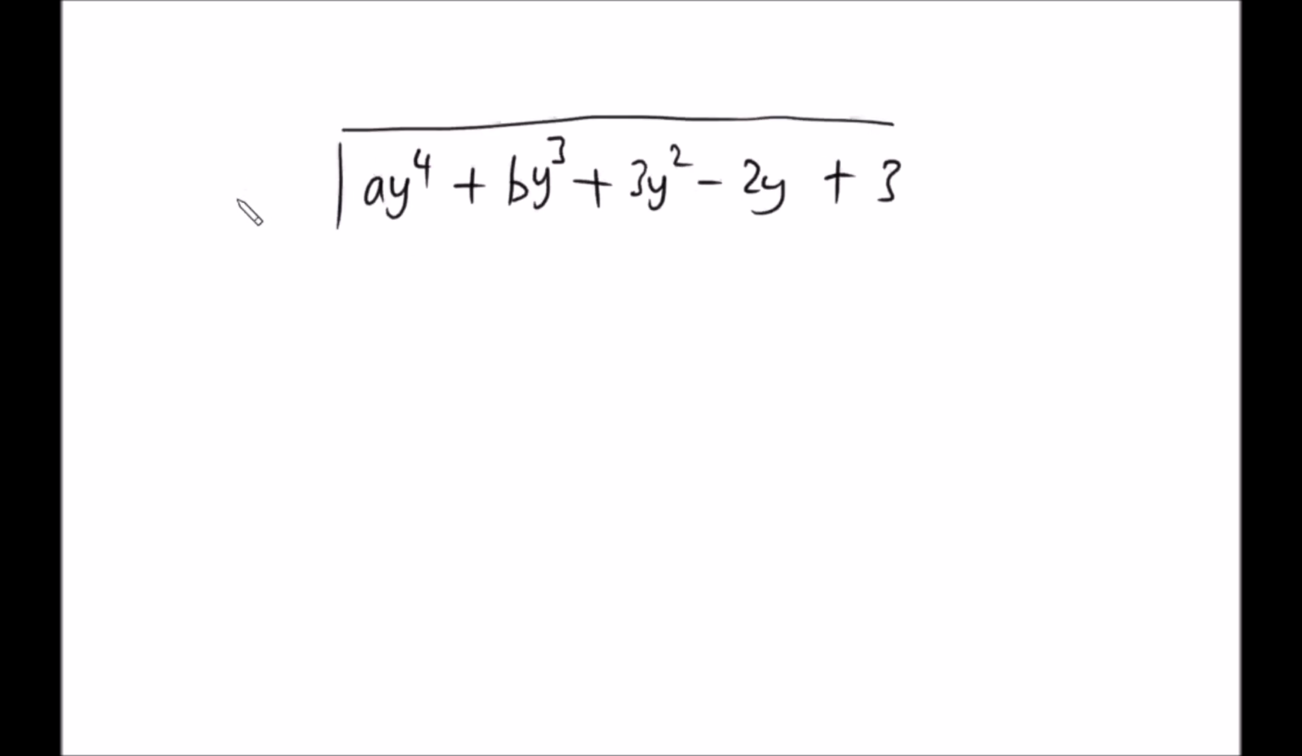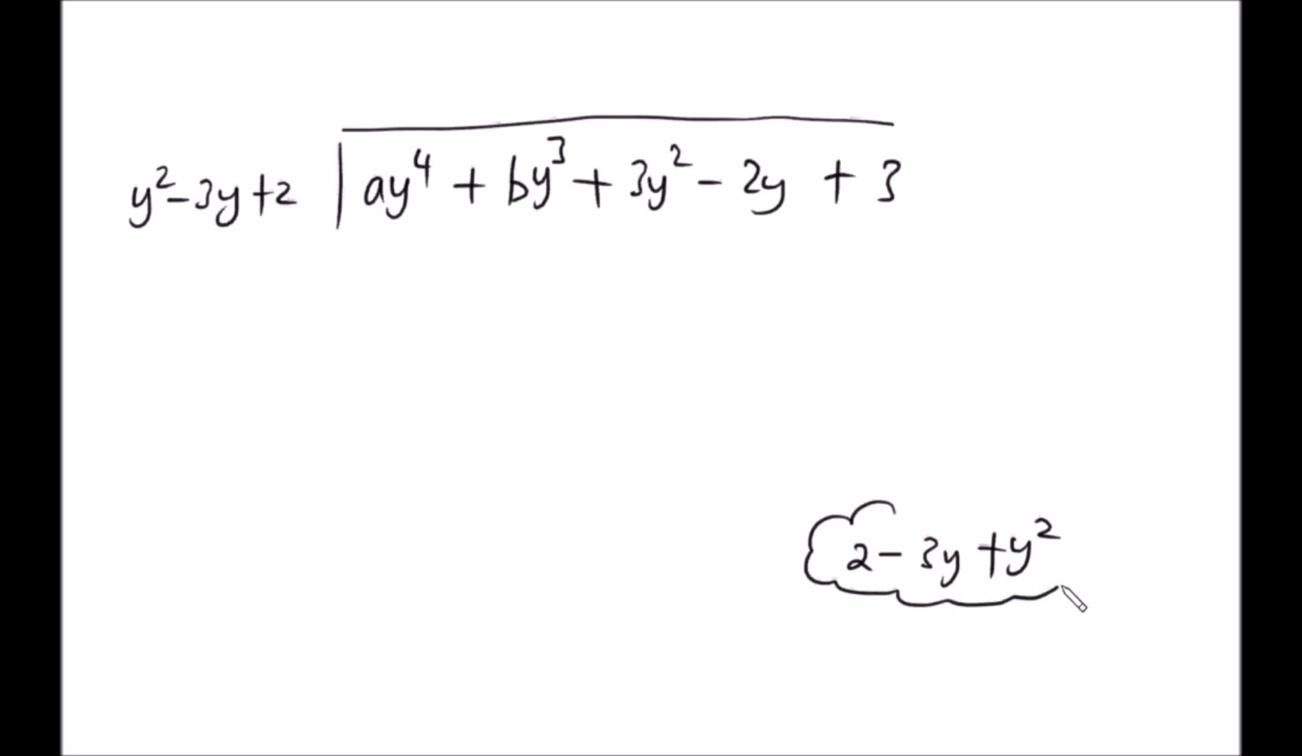So we are going to divide a y power 4 plus b y cube plus 3y squared minus 2y plus 3. So I'm going to divide this with ile ilikuwa ni y squared minus 3y plus 2. Mwanzo tuliandika like 2 minus 3y plus y squared. So kama nimeiarrange vizuri sasa. Hapo kama unavyoona nimeiarrange vizuri. So let us divide now.